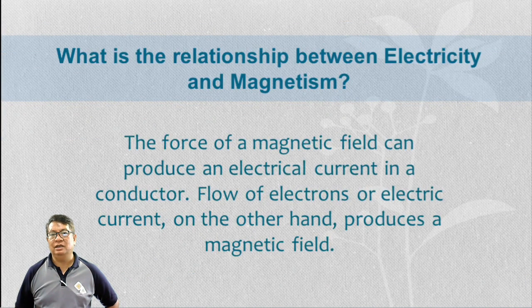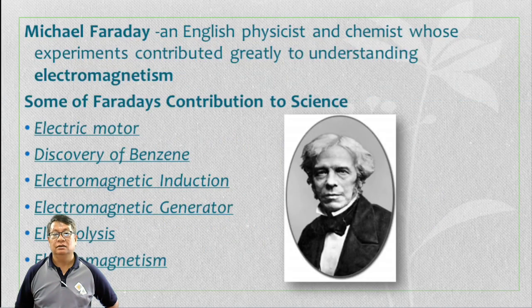So what is the relationship between electricity and magnetism? The force of a magnetic field can produce an electric current in a conductor, a flow of electrons or electric current. On the other hand, electric current produces a magnetic field. Then we have Michael Faraday, an English physicist and chemist whose experiments contributed greatly to the understanding of electromagnetism. Some of Faraday's contributions to science: the electric motor, the discovery of benzene, electromagnetic induction, the electromagnetic generator, electrolysis, and electromagnetism.